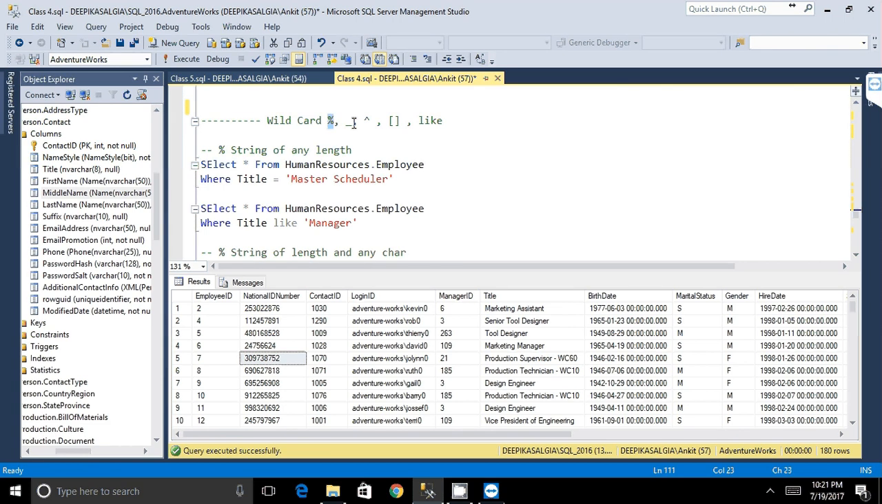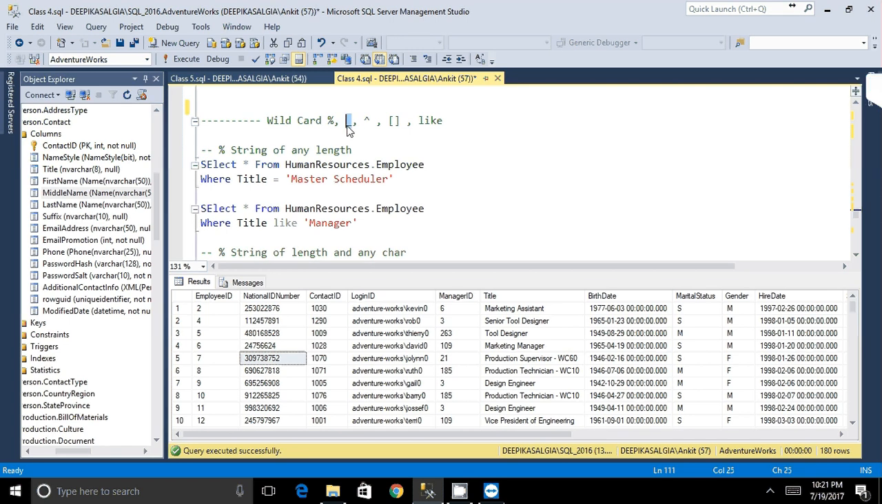But the underscore represents any character. It could be a special character, a number, or an alphabet, but it has to be only a single character. So when you put the underscore, it means it can take only that place. It cannot be any length. Okay, so let's see how you use this one.